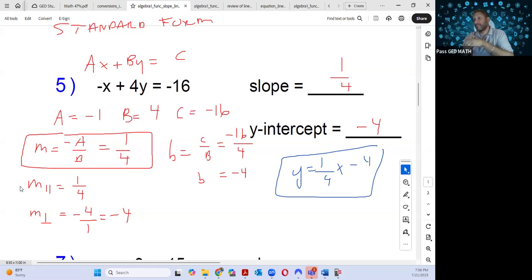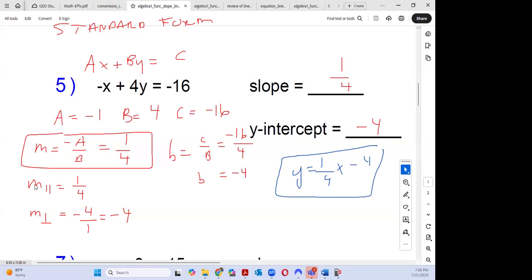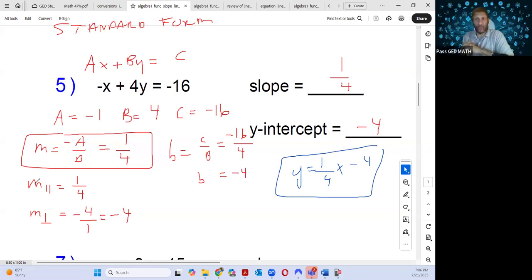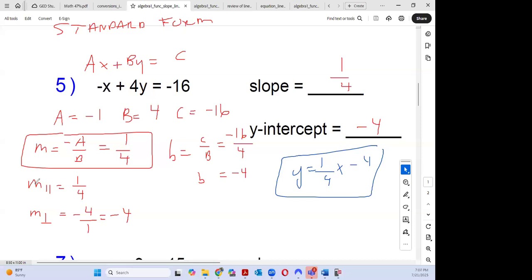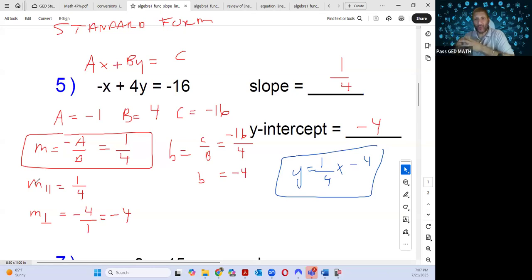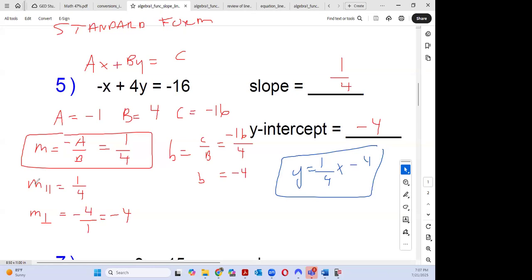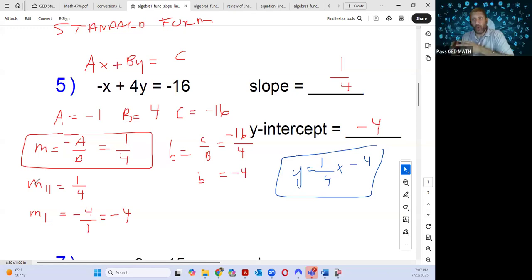Remember, when I flip, make sure to change the sign. So when you're doing these problems, you got to say it. Find the slope of the perpendicular. I got to change my sign and flip. Since you know the slope is 1/4, change the sign, so my slope is going to be negative. When I flip 1/4, it becomes 4/1. Negative 4/1 reduces to negative 4.